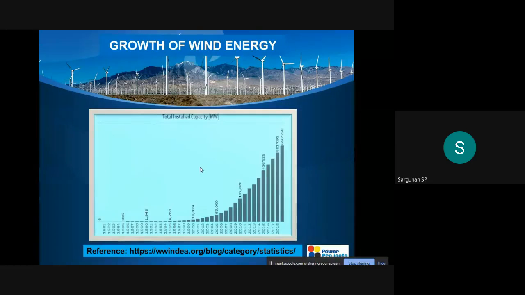Similarly, this is also the total installed capacity over the years. Here you can see, starting from 1981 up to 2019, what the total installed wind capacity is over the years.